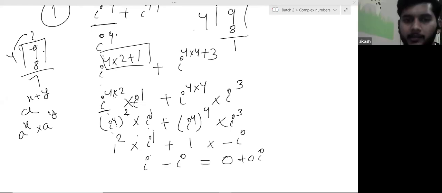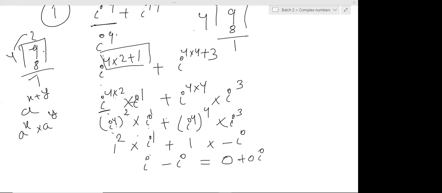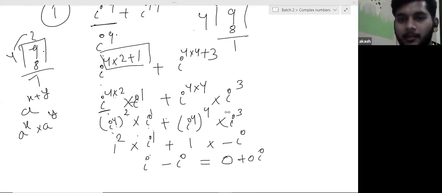Who had the right answers? Let's see. P, where did you go wrong? Sir, I mistakenly wrote I raised to 3 as 1. Okay. And Alvia was right. Aline is also wrong here.